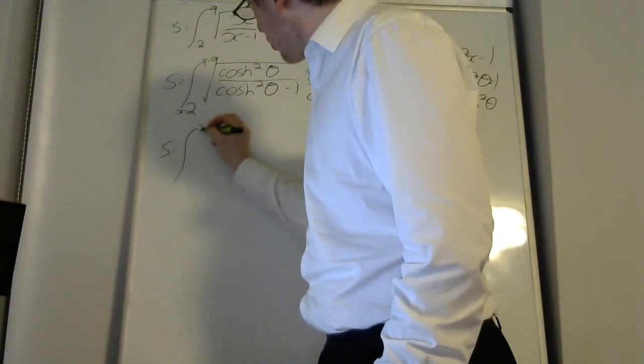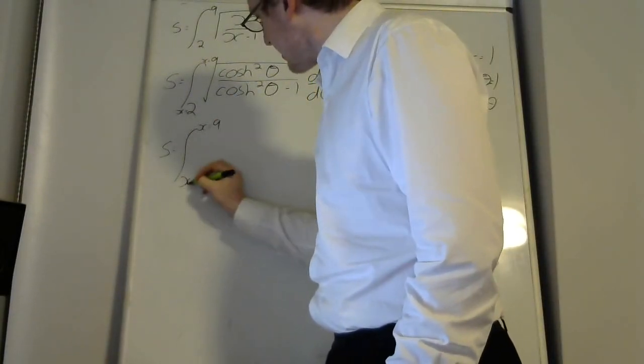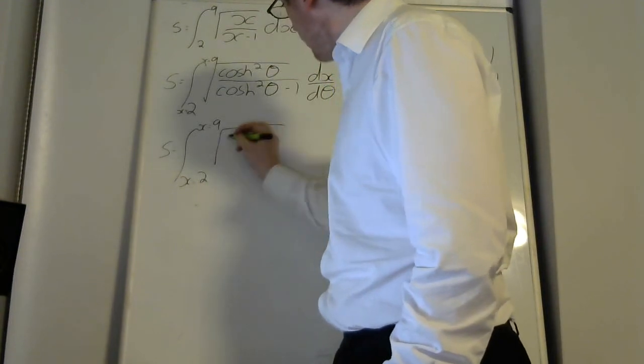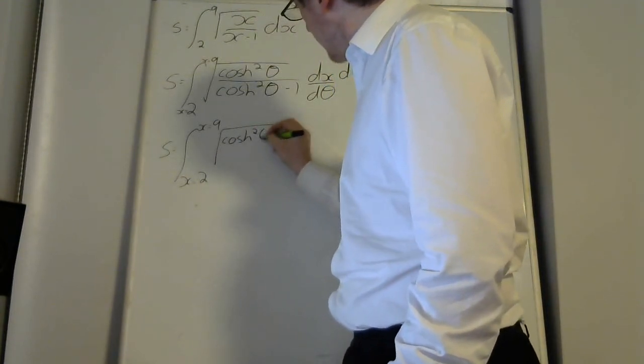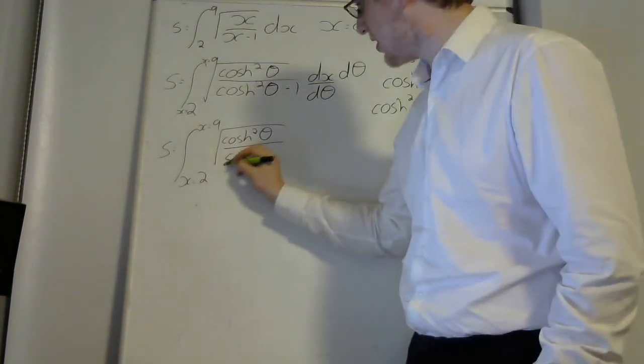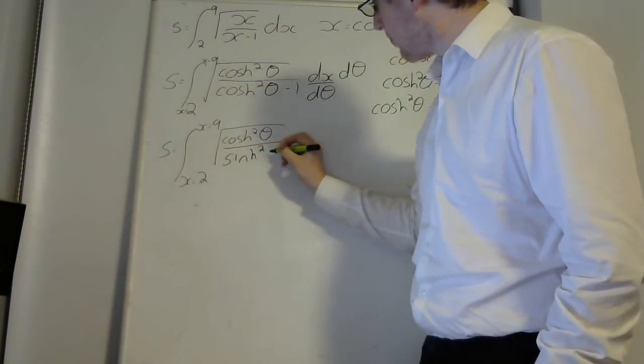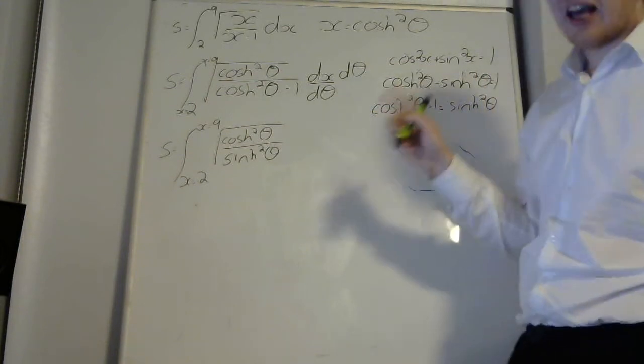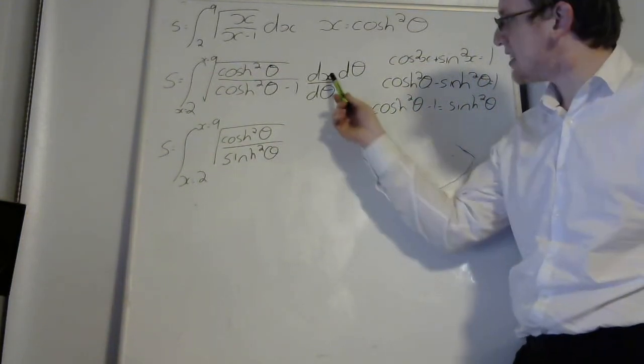I'm going to pop that in my integral. So I've now got the integral between x equals 9 and x equals 2 of the square root of cos squared theta over sine squared theta. It's looking really nice. And then I'm going to multiply that by dx d theta.